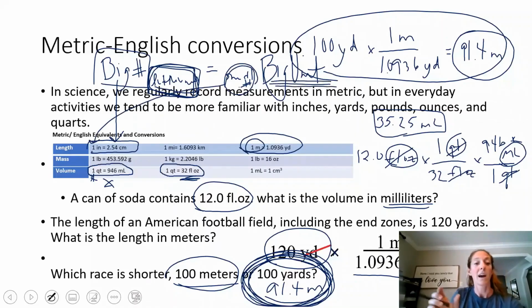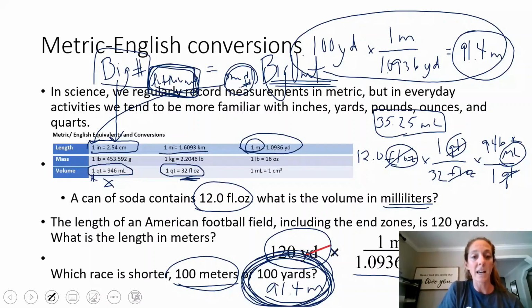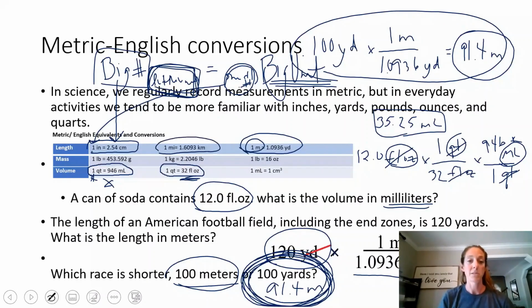bigger unit. Obviously, it takes a little more than 2.5 centimeters to equal 1 inch. So there's many centimeters in 1 inch. So inch is my bigger unit. And we can do that for all of these. If I said miles and kilometers, hopefully you have a little visual.